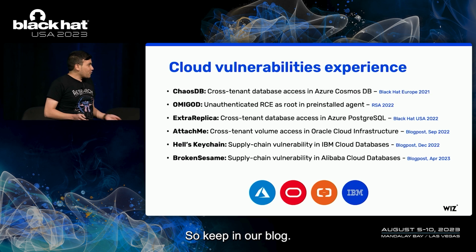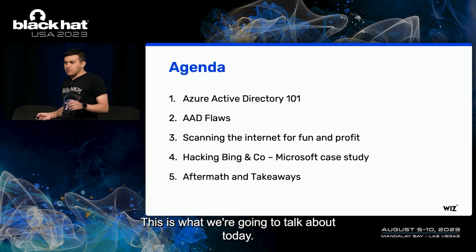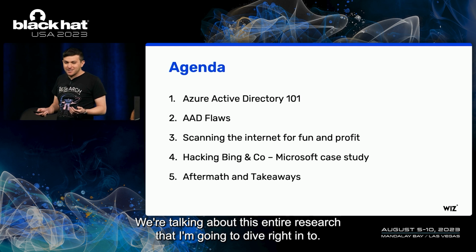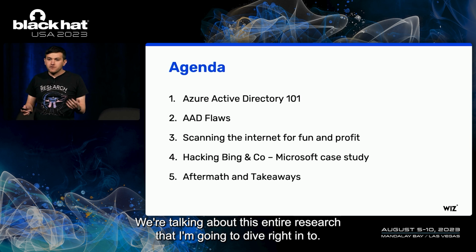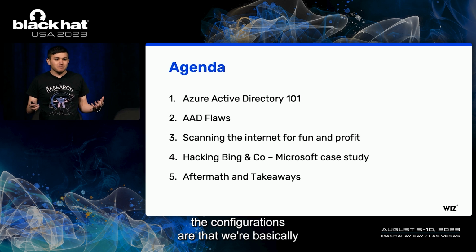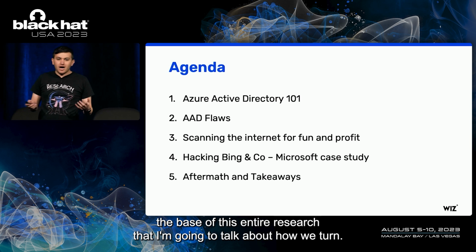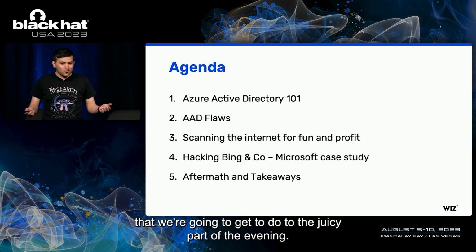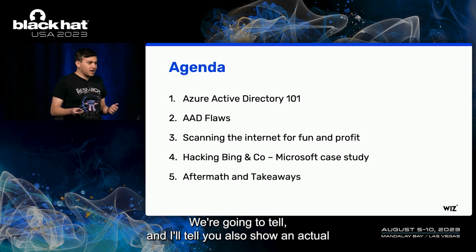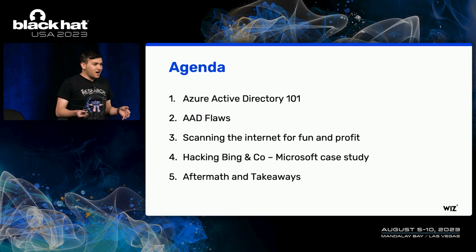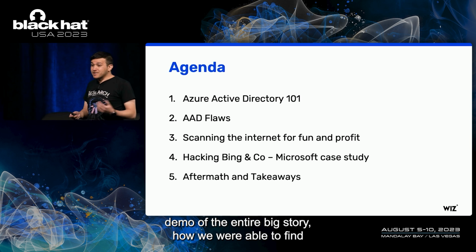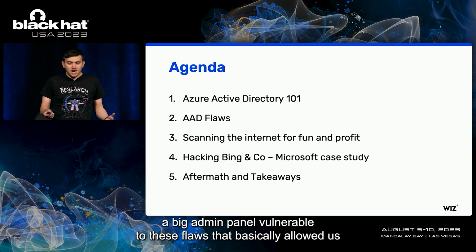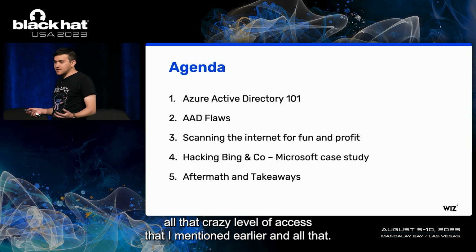All right, this is what we're going to talk about today. We're going to start out by learning what Azure Active Directory even is, just so we know what we're talking about in this entire research. Then we're going to dive into the flaws that we found in AD configurations that were basically the base of this entire research. Then we're going to talk about how we find vulnerable applications on the internet in the wild. Then we're going to get to the juicy part of the evening. We're going to tell, and not only tell, but also show an actual demo of the entire Bing story, how we were able to find a Bing admin panel vulnerable to these flaws that basically allowed us all that crazy level of access that I mentioned earlier.